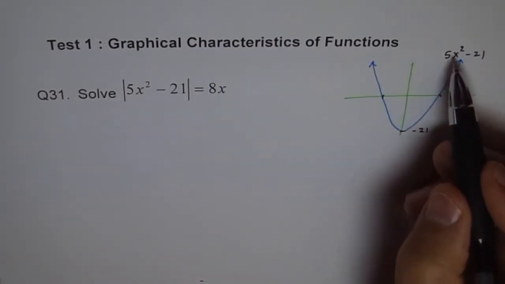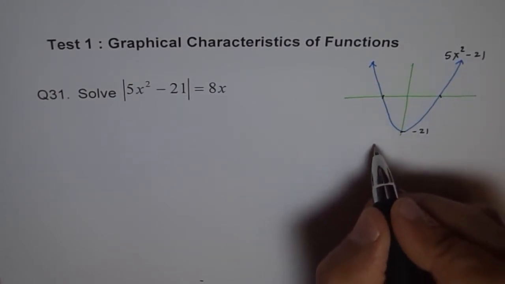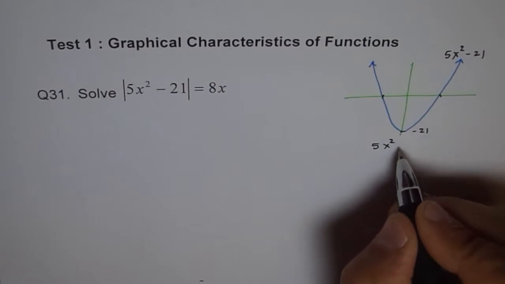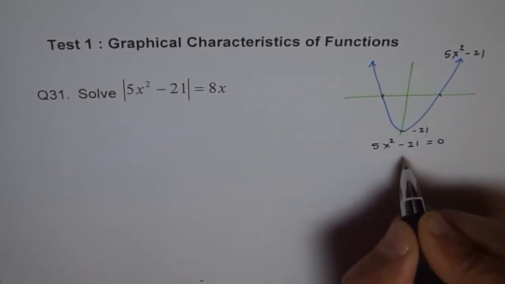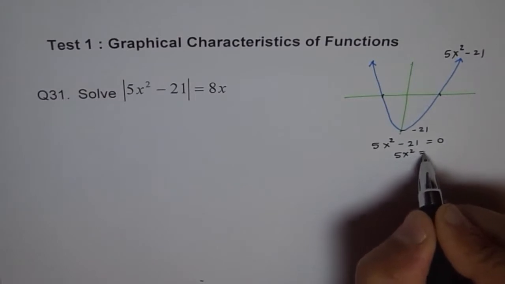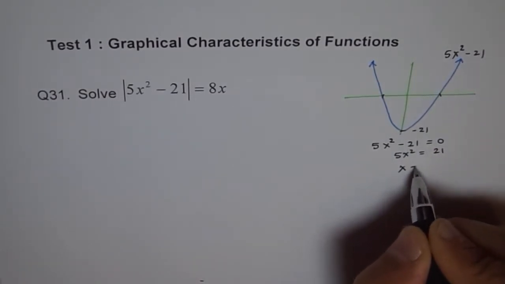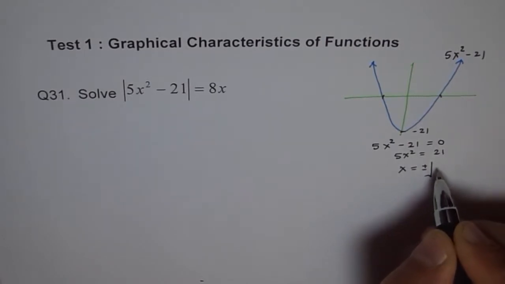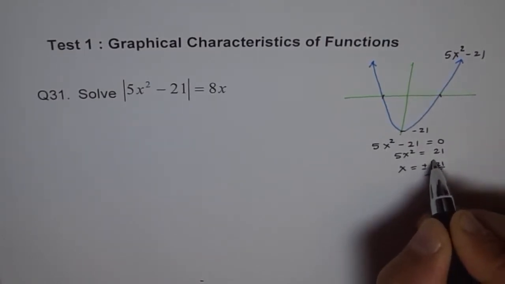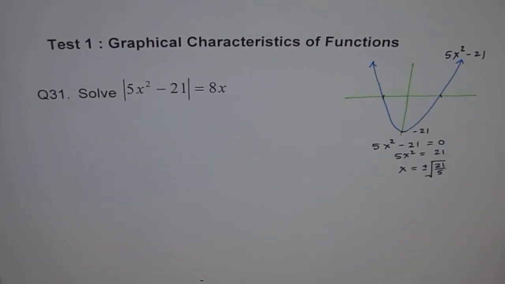So at these points 5x squared minus 21 should be 0. So let's try to find that. We say 5x squared minus 21 equals 0. That means 5x squared equals 21, or x equals plus minus square root of 21 over 5. Is it okay? So that is our point. So let's figure out how much it is. We will use a calculator to find 21 divided by 5, and then we'll square root it and get our answer. It says square root of 105 divided by 5.